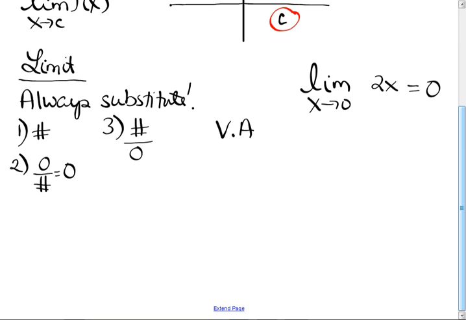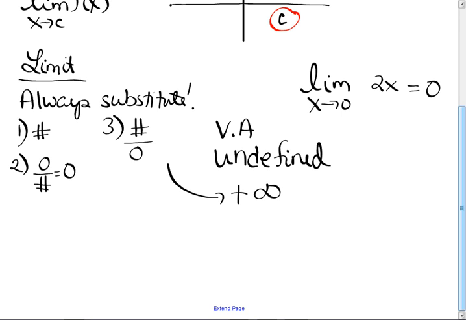You could get a number divided by 0, and that's a vertical asymptote. And the answer, unless you are being careful about it, you would just say undefined. And I've seen that in the free response section. What you're really going to be getting here is either positive infinity or negative infinity. And you have to check from both sides. We'll talk about vertical asymptotes soon, just not yet.